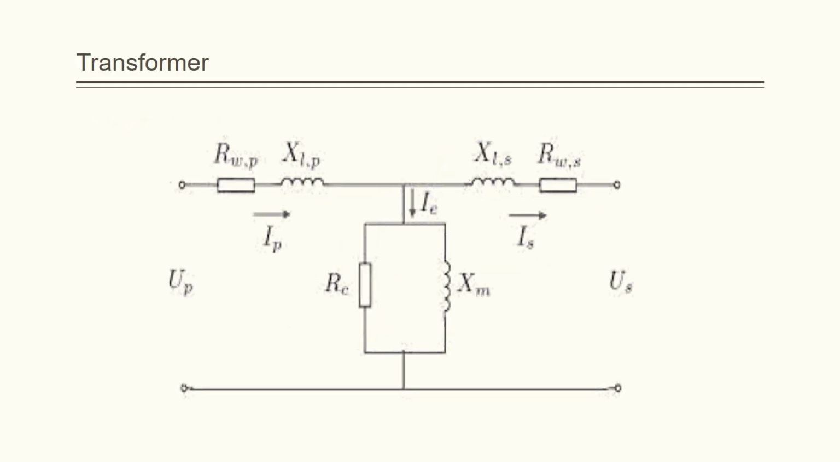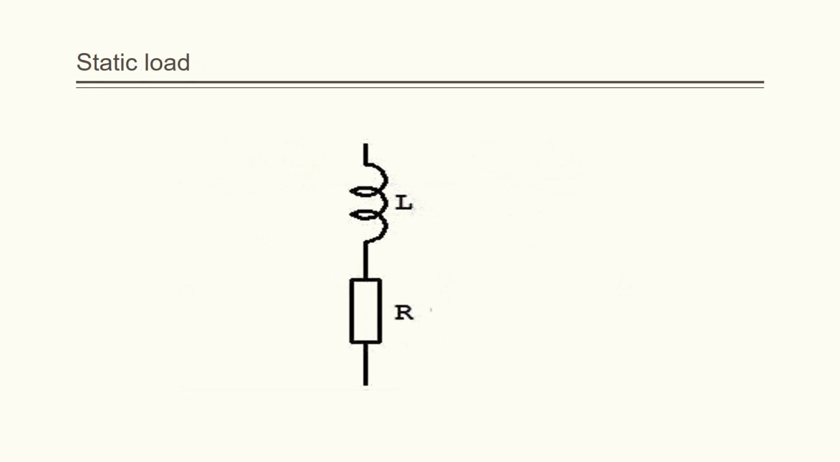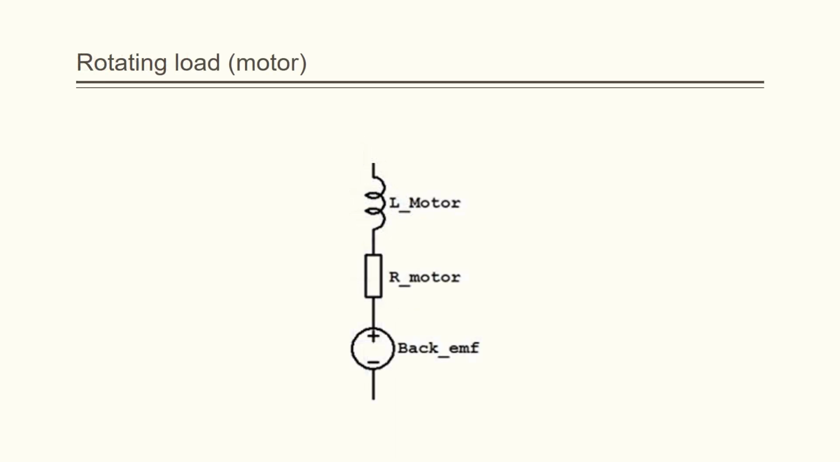Next, the transformer. It has the primary side, secondary side and the core. This one is the primary, this is with respect to secondary, and this one is with respect to the primary or magnetic circuit. And the static load: here you can see a resistor with an inductor. And the rotating load: here you have an EMF along with the same.